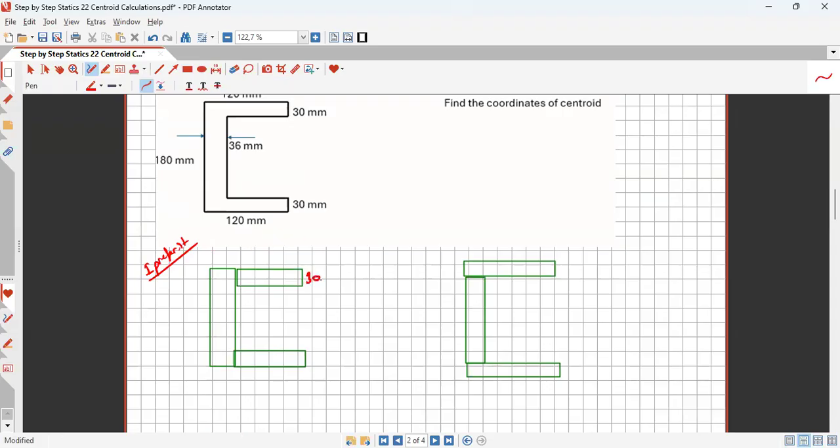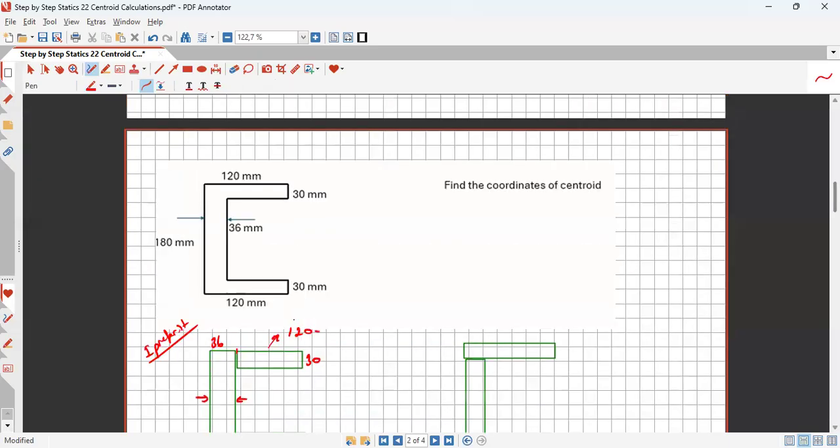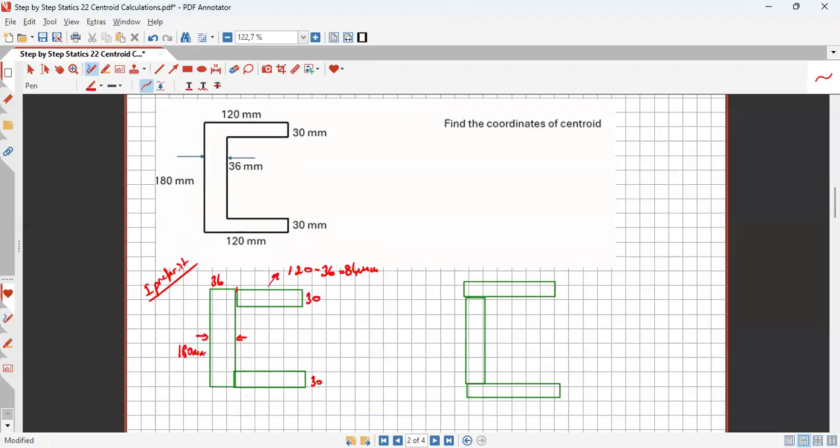Here is our 30 millimeters. Here is 36. To find here, we have 120 minus 36. It equals 84 millimeter. 180 millimeter height. Moreover, it is equal to 84 millimeter. Here, we can call the first shape, second shape, and third shape.